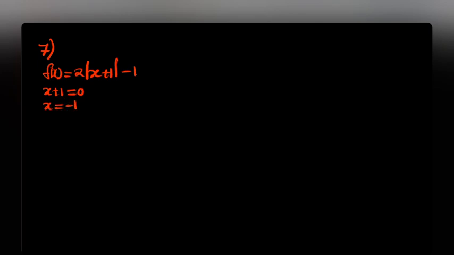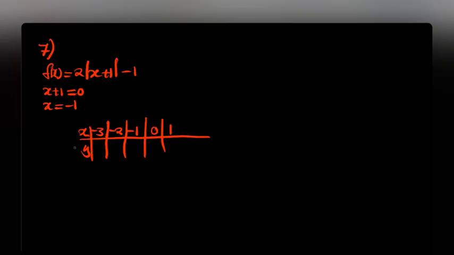So now from -1 we need to move 2 units backward. When we move 2 units backward, let's see what we get. This is -2, then this is -3. Then again from -1 we move forward by 2 units, we'll get 0 and 1. So here we have x, here we have y.